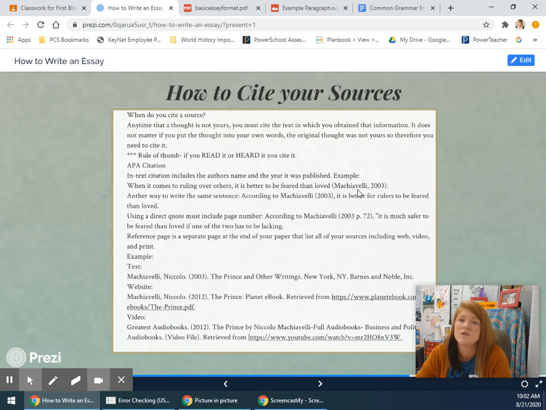In-text citation includes the author's name and the year they wrote it. Another way to write the same sentence, okay, these are 2 examples of in-text citation. When it comes to ruling over others, it's better to be feared than loved. Machiavelli said that. Another way to write the same sentence would be, according to Machiavelli, and the year he wrote it, it's better for rulers to be feared than loved. Using a direct quotation, you must include the page number. So according to Machiavelli, 2003, and what page you got it from, it is much safer to be feared than loved if one of the two has to be lacking.